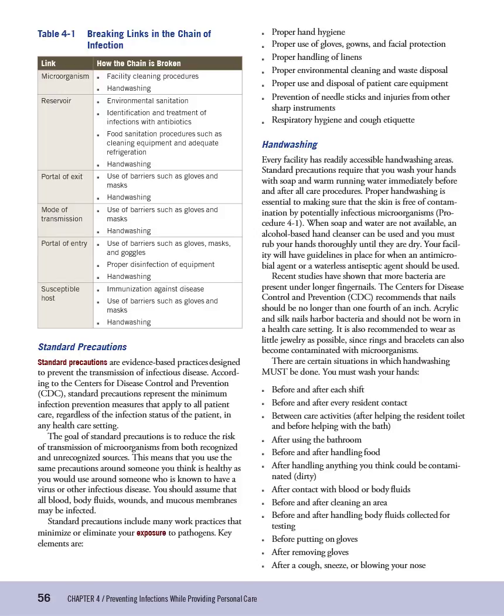The goal of standard precautions is to reduce the risk of transmission of microorganisms from both recognized and unrecognized sources. This means that you use the same precautions around someone you think is healthy as you would use around someone who is known to have a virus or other infectious disease. You should assume that all blood, body fluids, wounds, and mucous membranes may be infected. Standard precautions include many work practices that minimize or eliminate your exposure to pathogens.